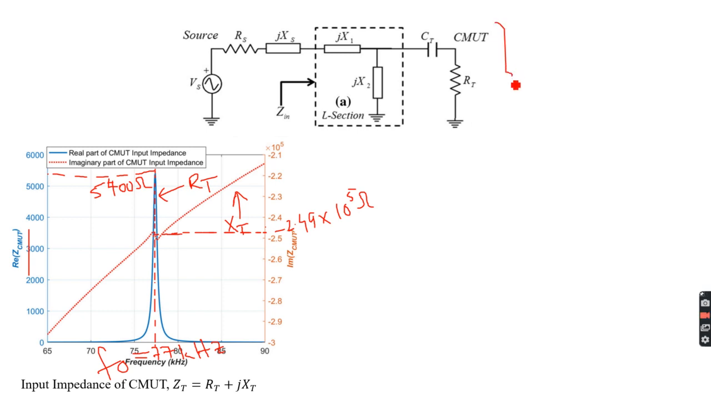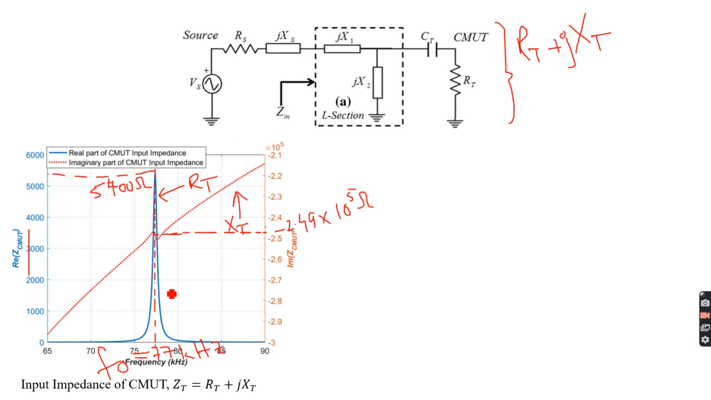Now I have the impedance. Okay, so I know what my RT plus jXT is, and you can see it from the graph. Well, this is a simulation, but that's actually what happens if you connect your transducer to an impedance analyzer.